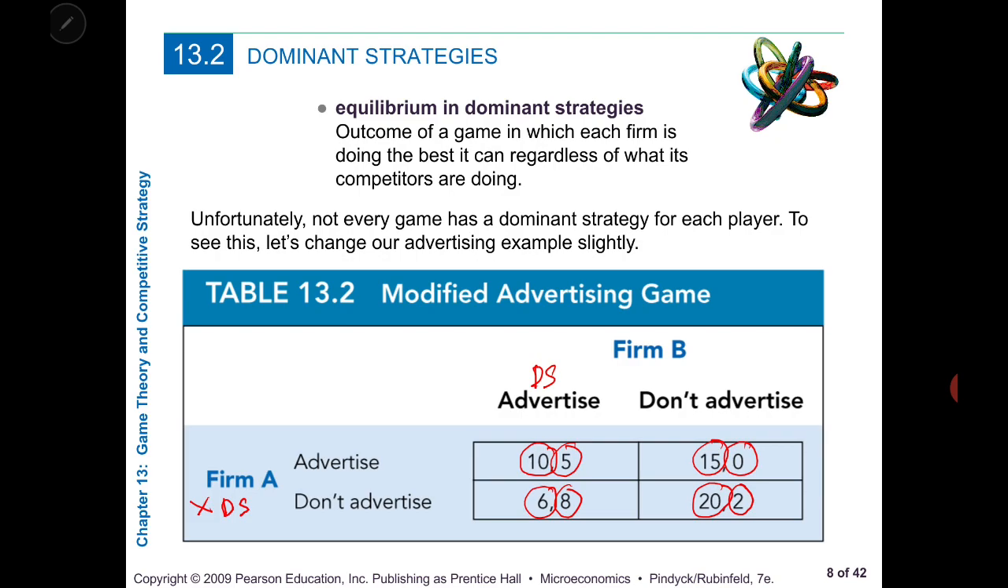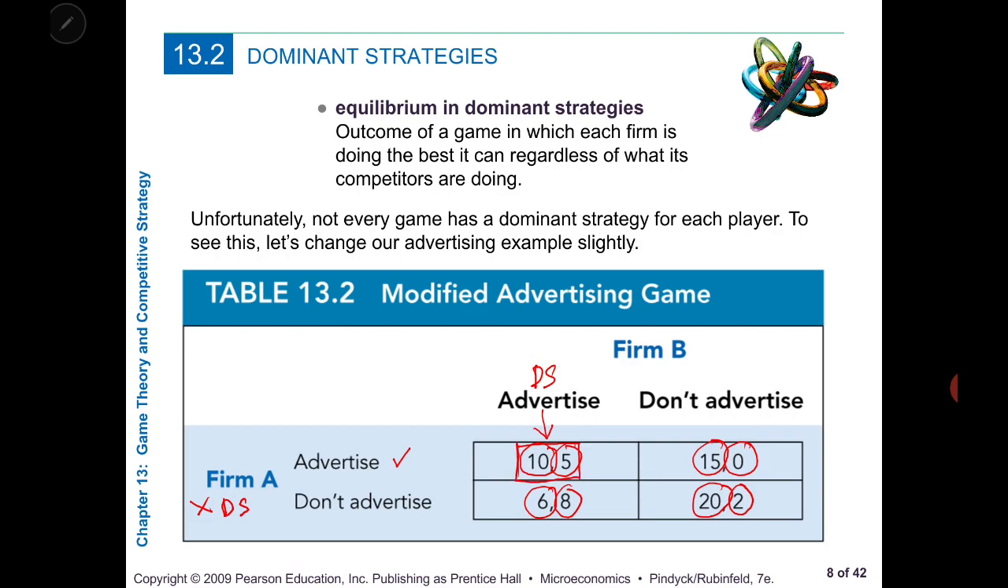Alright, so firm B is clear that it will advertise, but firm A will only make a decision based on what it thinks firm B will do. So if it thinks firm B will follow the dominant strategy and advertise, firm A is better off to advertise, because firm B is going to follow this dominant strategy. So what is better for firm A to do? It will be to also advertise. Okay, so the decision here is to advertise.